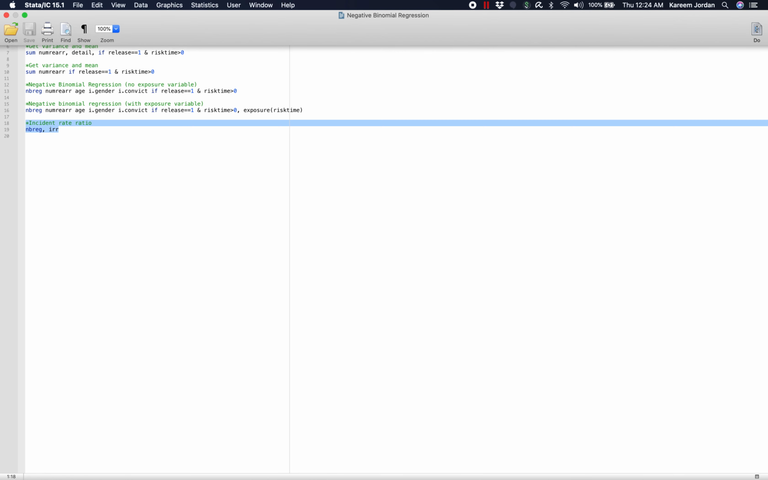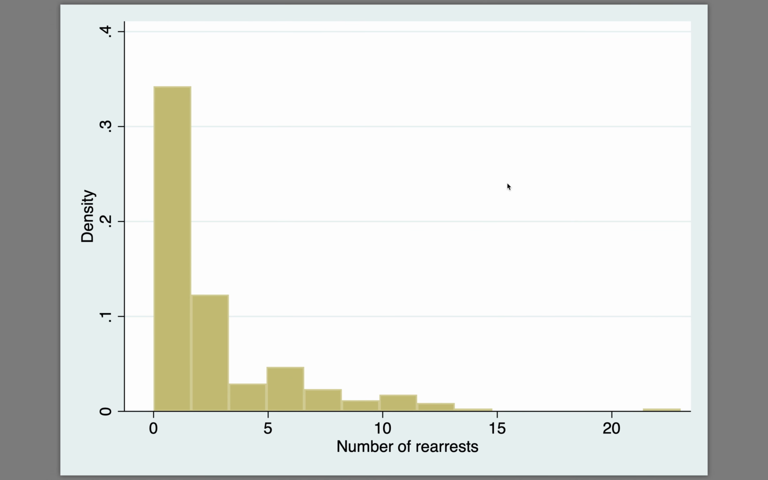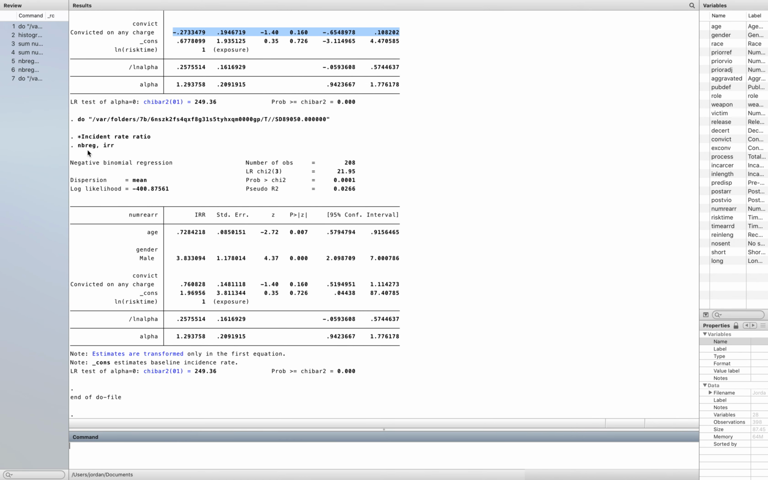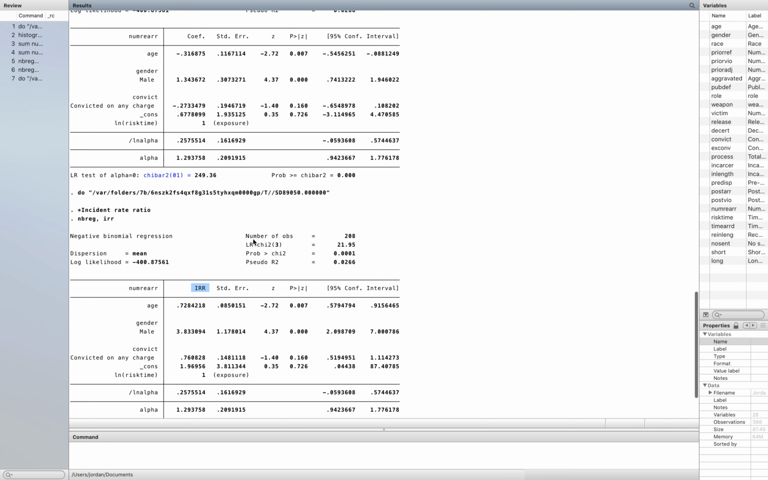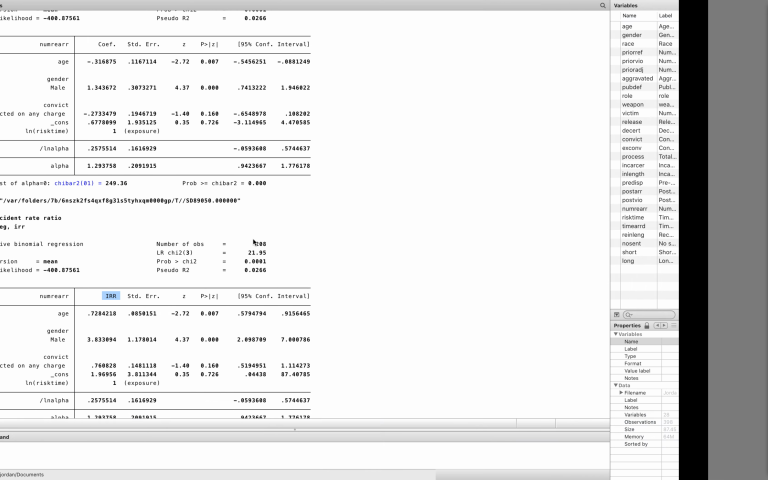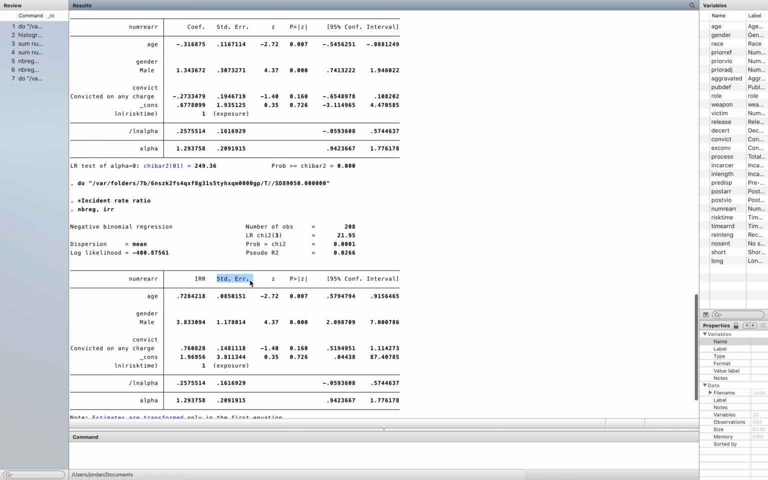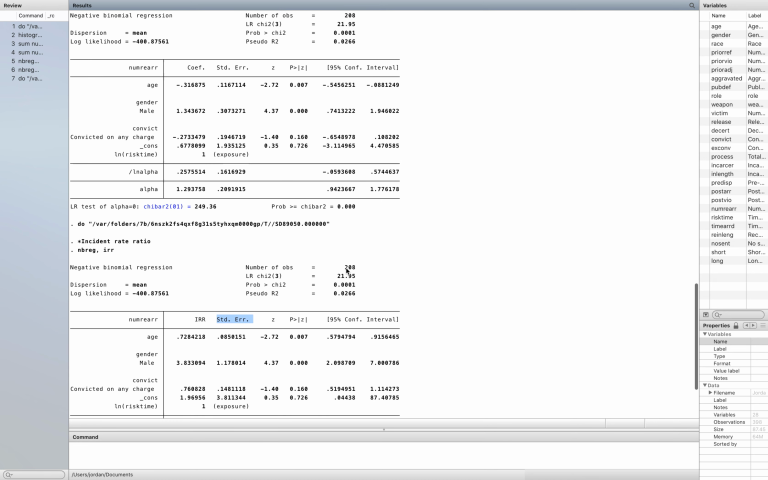Incident rate ratio. I actually just ran it. I didn't mean to, but it's negative binomial regression, comma IRR. You do this after you run your model. So then you get IRR, standard error, significance, and everything else. This is kind of like an odds ratio to some extent. So incident rate ratio is kind of like an odds ratio.